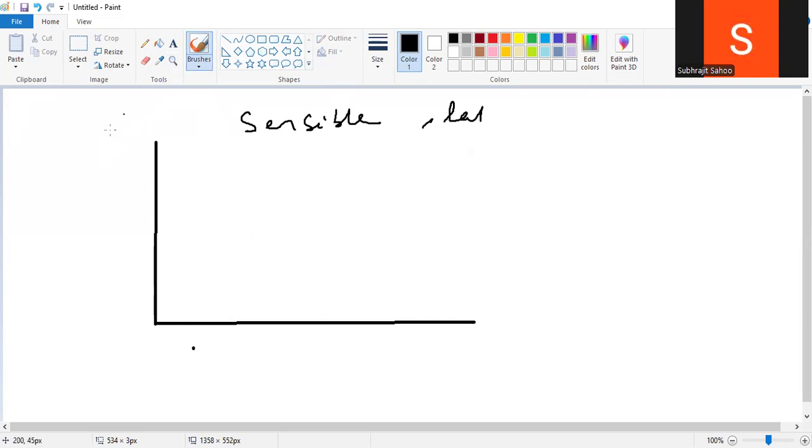Now, suppose this is the temperature, and here is any parameter. Suppose x is the parameter here. Any parameter I am taking.